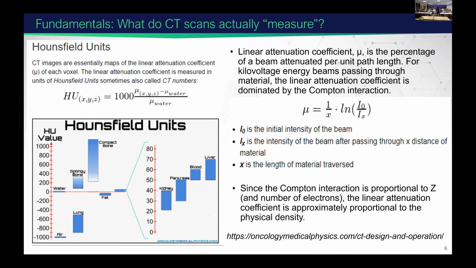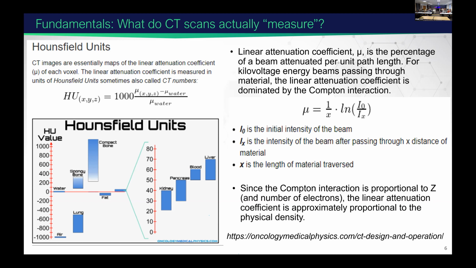So what does CT actually measure? As I mentioned, it is absorption based. So what it measures is basically the linear attenuation coefficient, called mu, which is the percentage of the beam that gets transmitted through the components. So this basically contains the initial photon or X-ray intensity divided by the intensity of the beam after passing through that object, and then it's inversely proportional to the thickness of the material traversed.